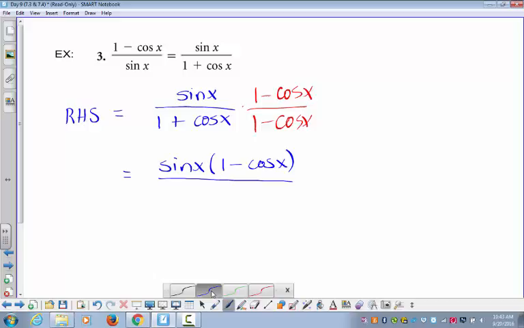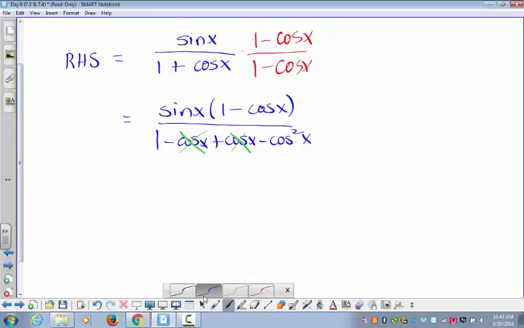Now, in the denominator, do you see that we get 1? The outer is minus cosine x. The inner is plus cosine x. And the last will be minus cosine squared x. Everybody okay with that? Foiling. First, outer, inner, last. And just like over here, when you multiply conjugates, the inner and the outer go away. Let's just leave the numerator alone. Let's wait till we get the denominator caught up before we do anything else. So denominator, 1 minus cosine squared.